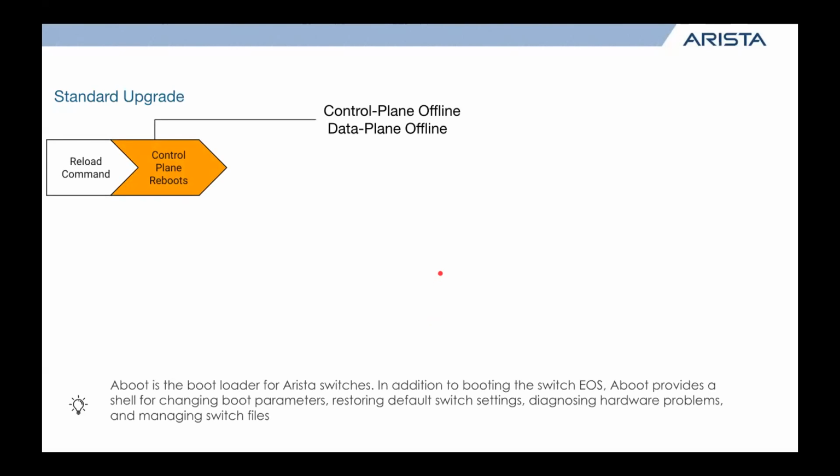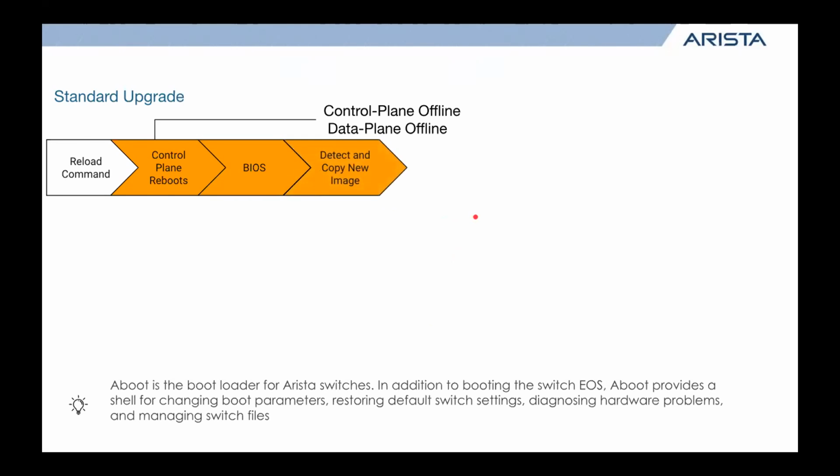So with the standard upgrade, you enter the reload command, and immediately you're going to see your control plane goes offline, your data plane goes offline. As it powers back on, our bootloader, Aboot, is going to look for our boot config file. That's going to include our kernel and root file system, basically the information that tells the switch to act like a switch.